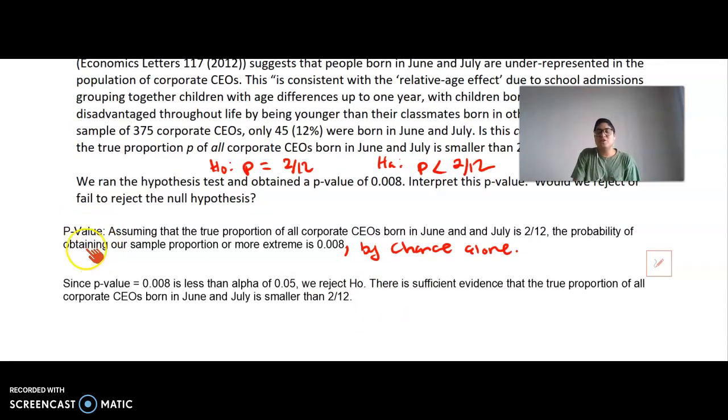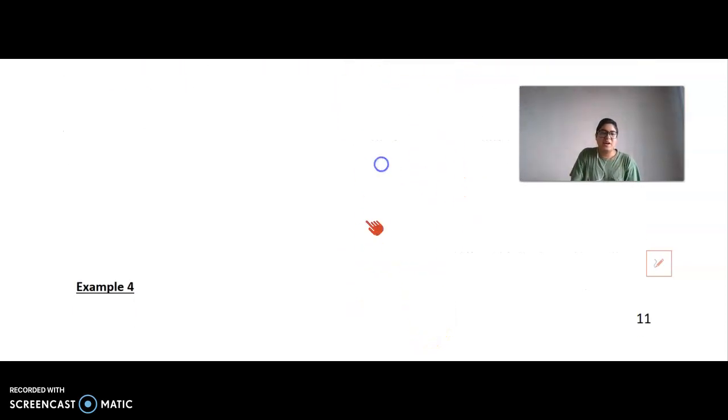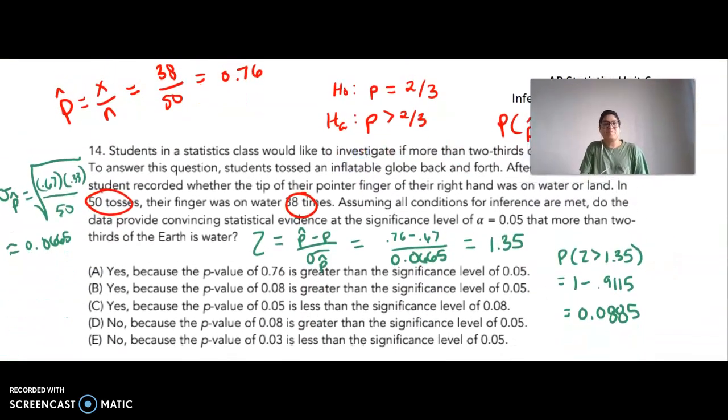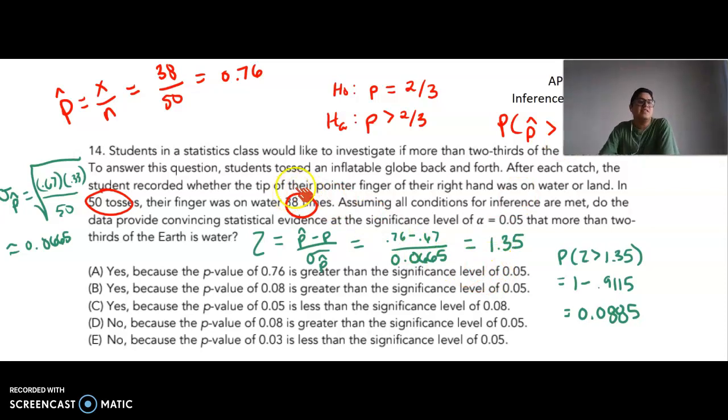You're not always going to have to interpret the p-value, but it's a new sentence stem we're going to add to our collection here. Now, what I would like for you all to do is just follow along with me. Let's read the problem. Students in a statistics class like to investigate if more than 2/3 of the Earth is water. To answer this question, students toss an inflatable globe back and forth, and after each catch, a student recorded whether the tip of their pointer finger on their right hand was on water or on land. In 50 tosses, the finger was on the water 38 times. Assuming the conditions have been met, do we have statistical evidence that more than 2/3 is water?